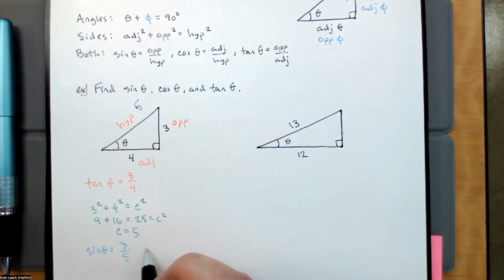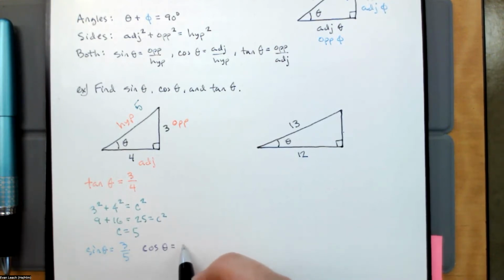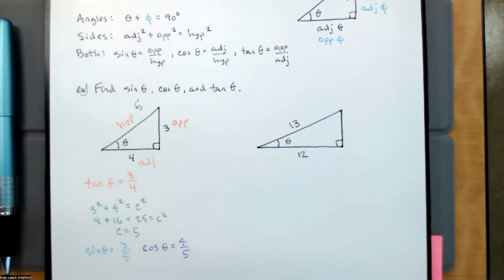And what is cosine theta? 4/5. Once again, we're going to have to use some calculator magic to figure out what the angles are, but we'll go on our way.